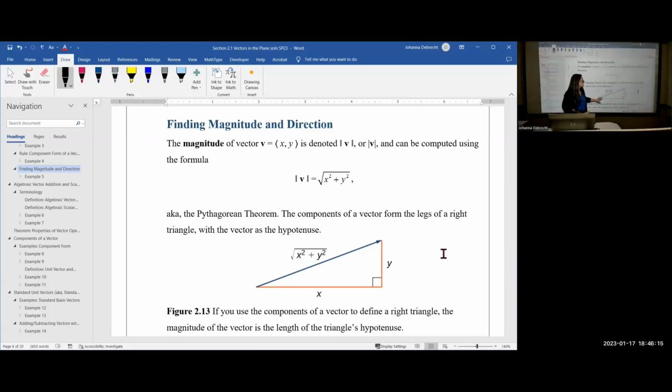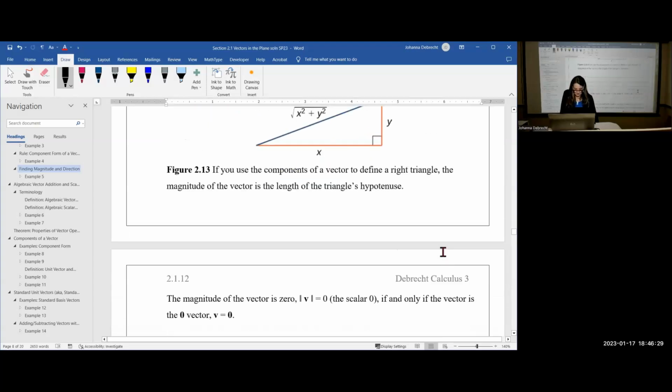So basically, the length of the vector is given by the x component squared plus the y component squared, and then you take the square root. It's just the Pythagorean theorem, right? So that will give you the length or the magnitude of the vector, right?